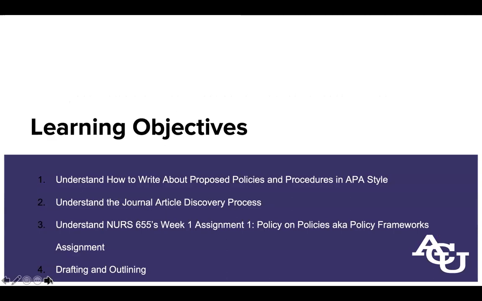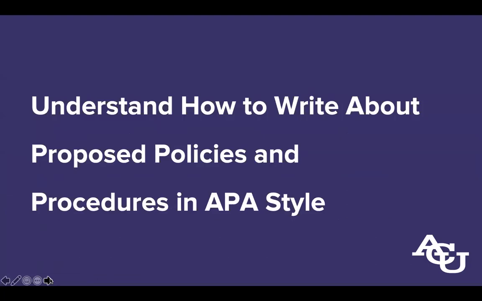We'll also talk about the journal article discovery process, how to use the ACU library to find literature that you can reference and cite. We'll look at that specific assignment, the week one assignment for Nursing 655, and we'll finish with a brief look at drafting and outlining. We should have you done in less than 45 minutes because this is one of our lunchtime webinars.